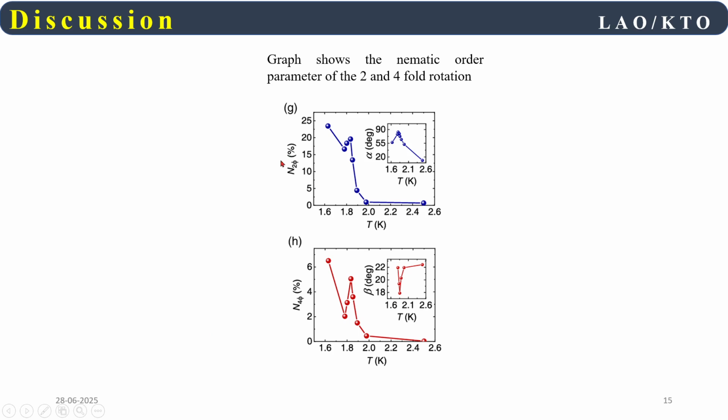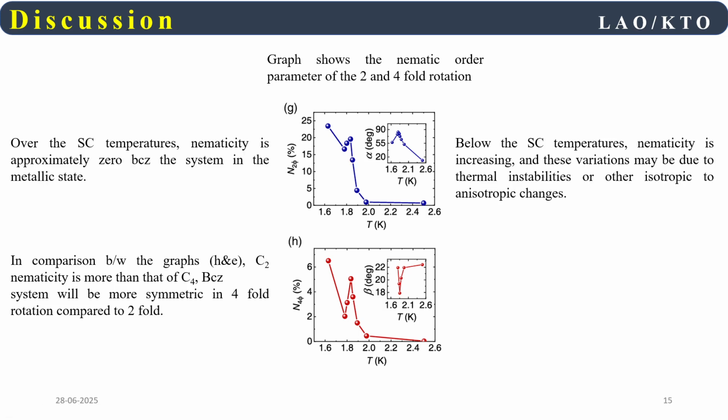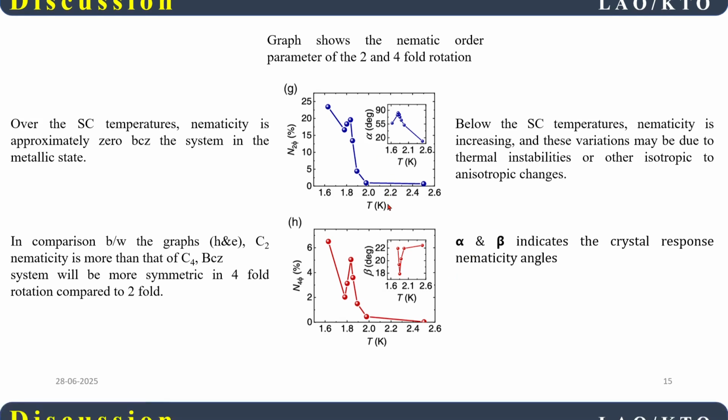In the two-fold rotation, the nematicity parameter is very high in comparison to the four-fold rotation. Because of the many thermal resistivities, the isotropic breaks to anisotropic, and the alpha and beta parameters are the nematicity angles in response to the crystal direction rotations.